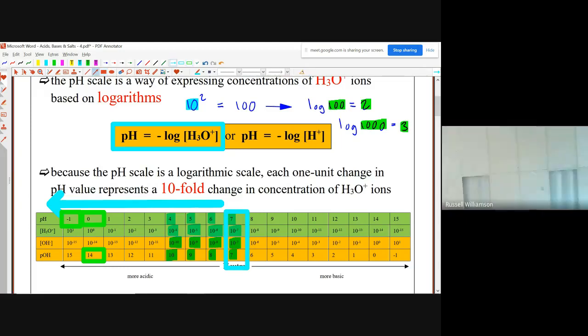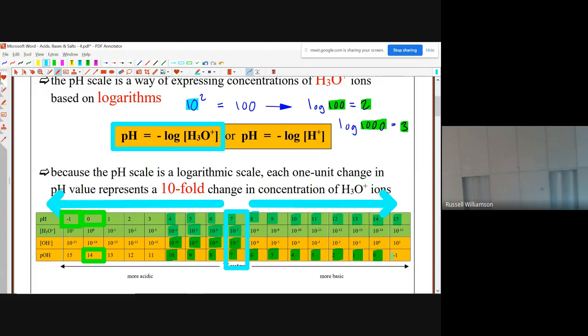Now, as we go in this direction, we can see that this time our pH values are getting larger. Larger means less. pOH is getting smaller. Smaller means more. So far, any questions?